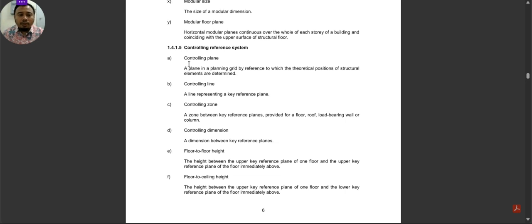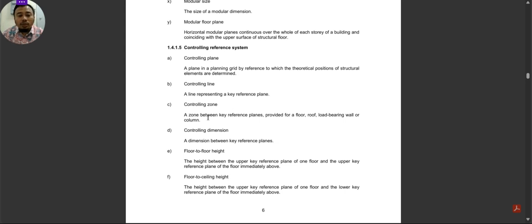So the first term is the controlling plane, a plane in a planning grid by reference to which the theoretical positions of structural elements are determined. Basically, a plane where you control it. And then a controlling line is a line representing a key reference plane. When you have a reference plane, for example a ground floor plane, a line representing that plane is called a controlling line.